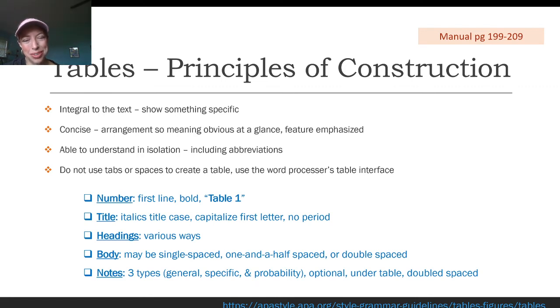Although I will state, many journals say they're using APA formatting, but they have their own version of APA that violates some of these rules. If you're submitting to a journal and they do something differently, I would not argue with them. I would let them do their own thing. But unless you're told otherwise, follow these formatting specifications.